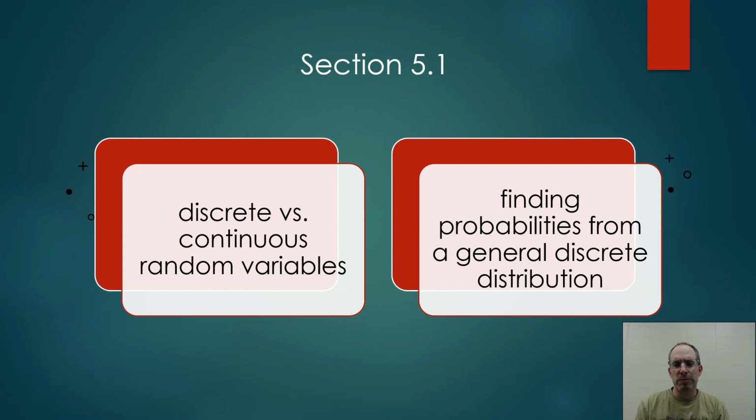Then finding probabilities from a general discrete distribution, that's like when you have the table. So when you have the table where you have the possible values and their probabilities, and then you can figure out the probabilities of intervals from there. By intervals, I just mean probabilities that have inequalities in them, like the probability that x is greater than 2, or the probability that x is strictly between 1 and 6, or something like that.